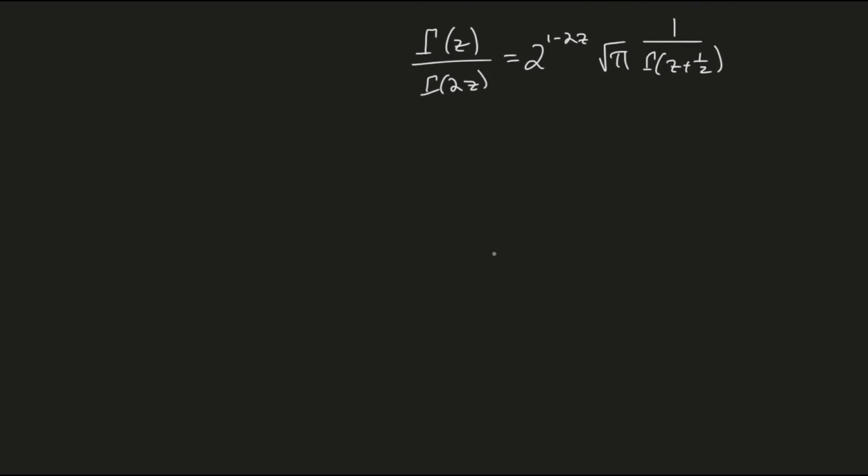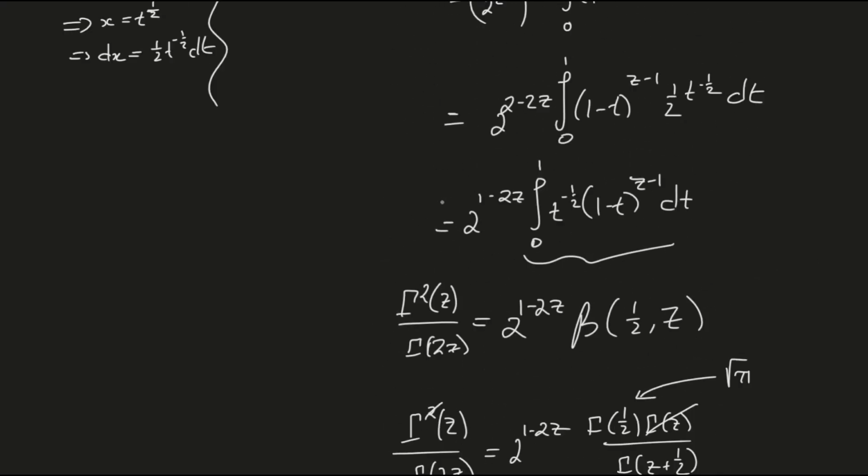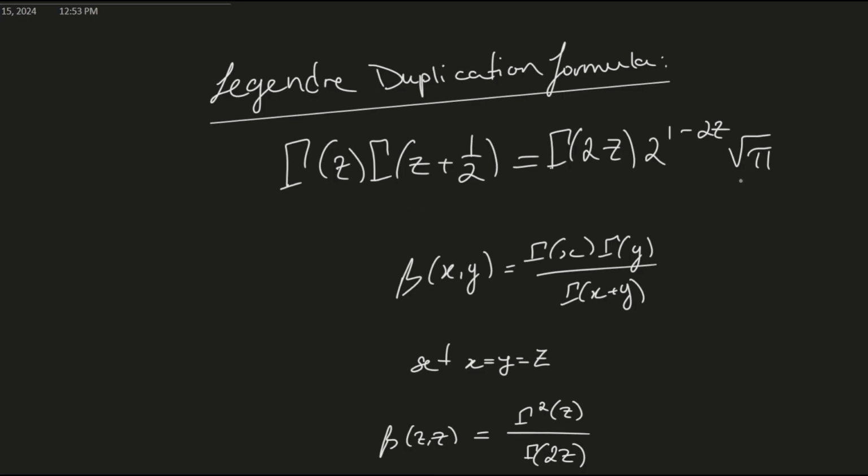Now I'm just going to rearrange things so that it looks like what I wrote at the top of the page. We have gamma z plus 1/2, that's bringing this to this side, is equal to gamma 2z, bringing this over to that side, times 2 to the 1 minus 2z root pi. And that's it. That's exactly what we had up here.